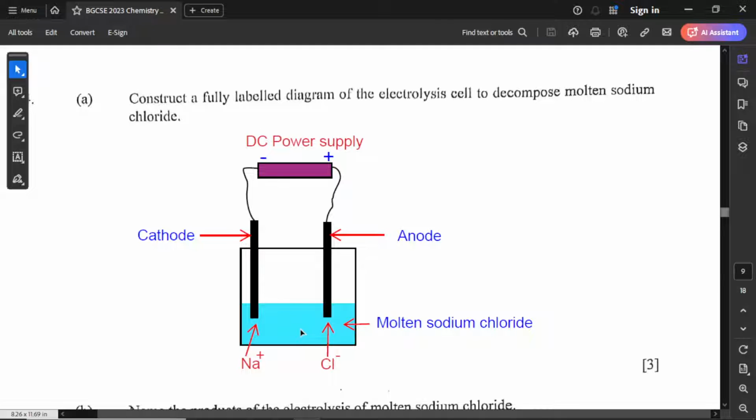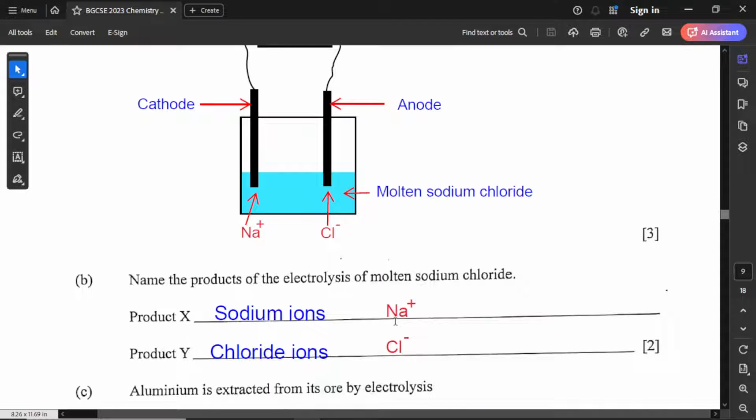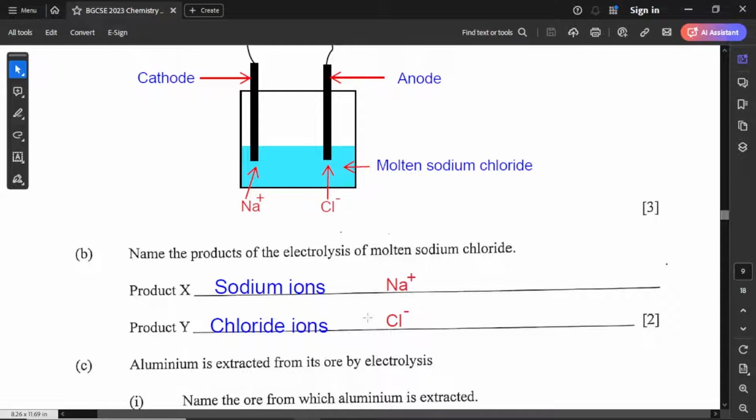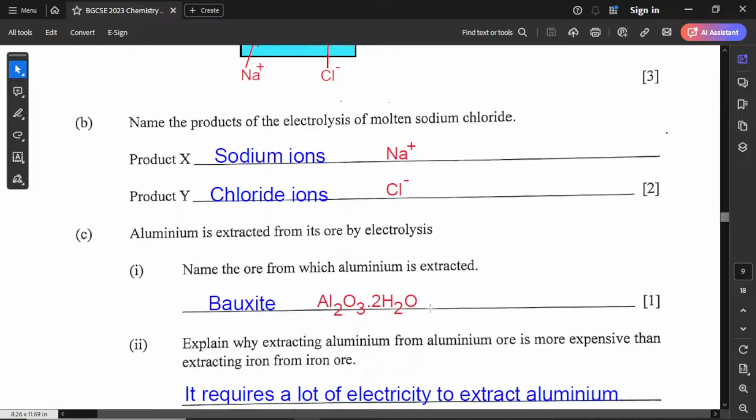From the molten sodium chloride, what you're going to get is sodium ions and chloride ions. Sodium is a cation because it's positive, and cations move towards the cathode. An anion, which is the chloride ion in this case, will move towards the anode. So negative moves towards positive, positive moves towards negative. Here I said name the products of the electrolysis of molten sodium chloride. Again, we get sodium ions and chloride ions. They said name it, but I also put the symbols: Na+ and Cl- respectively.